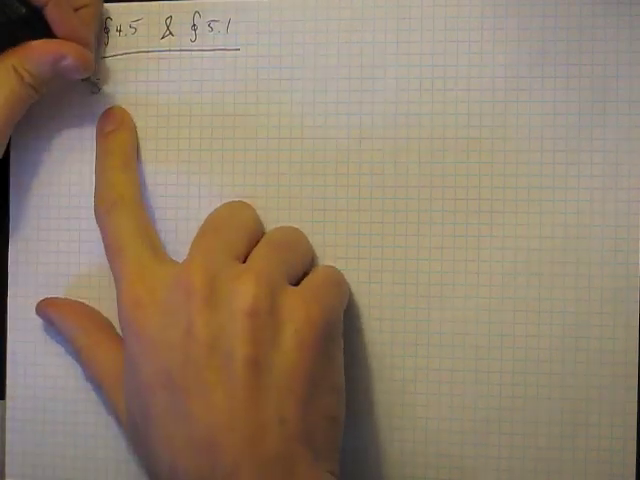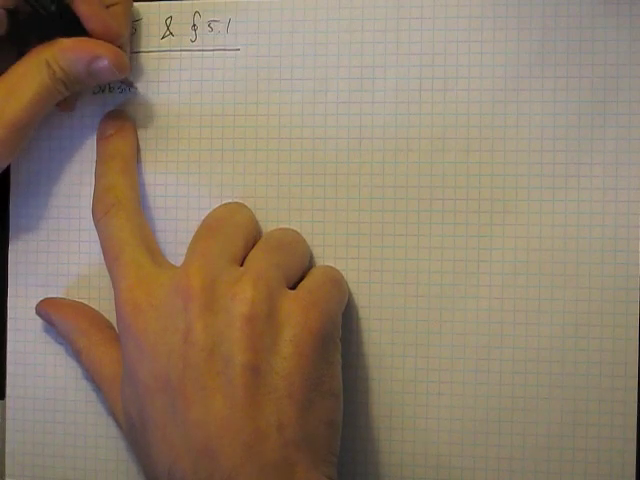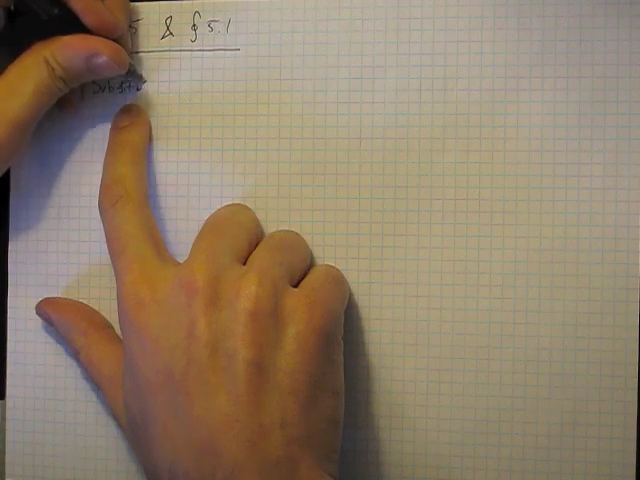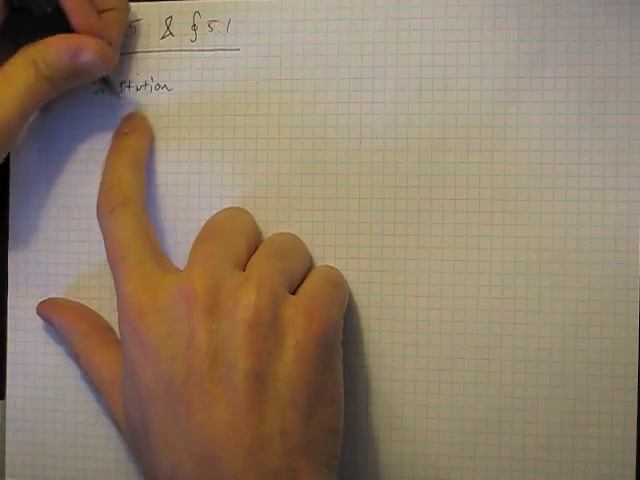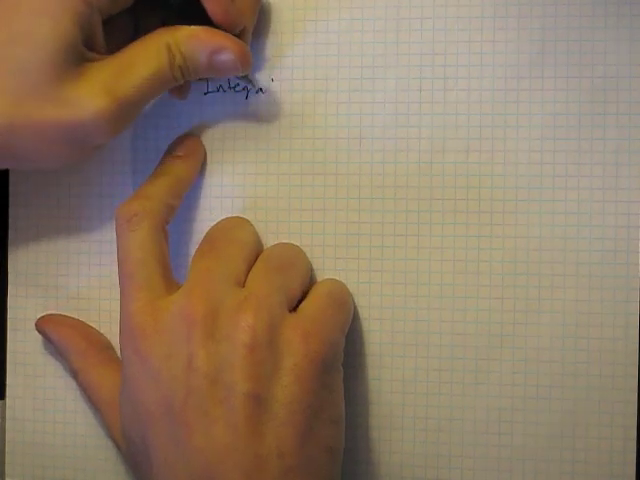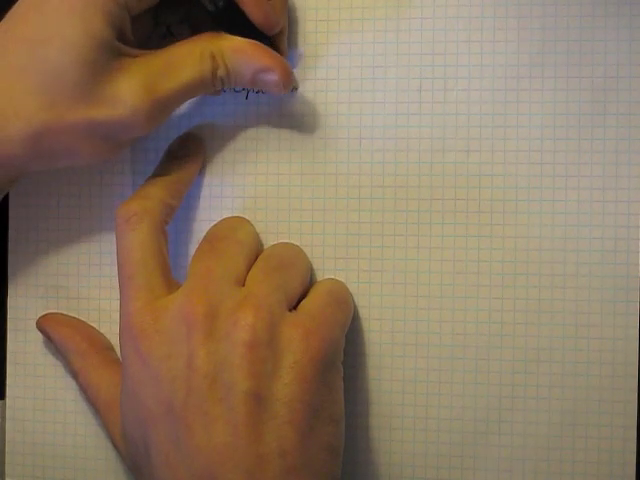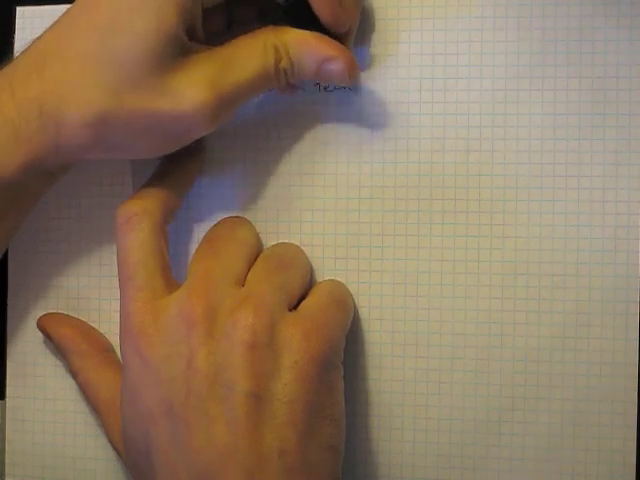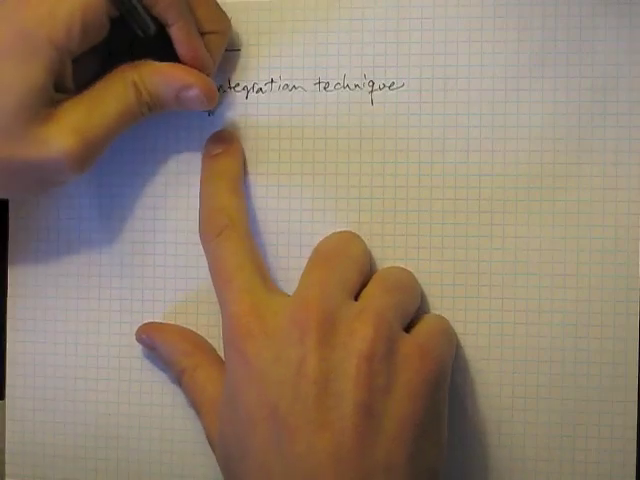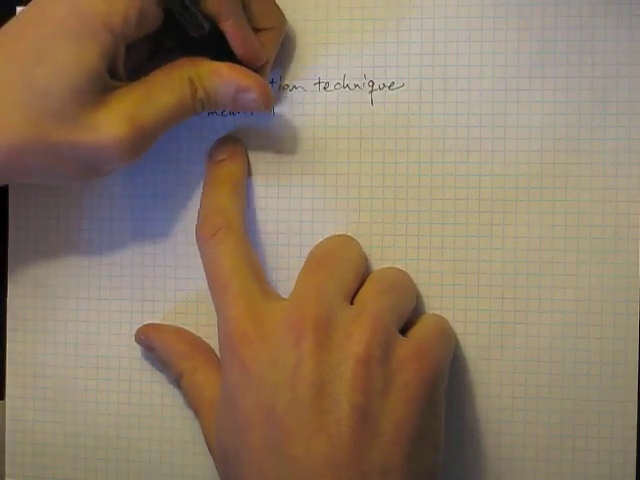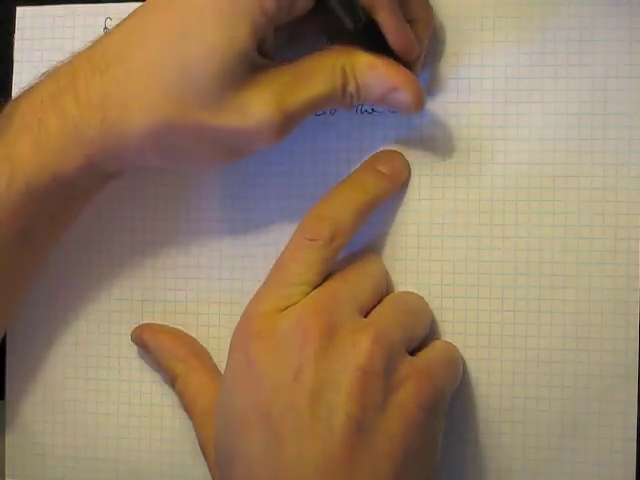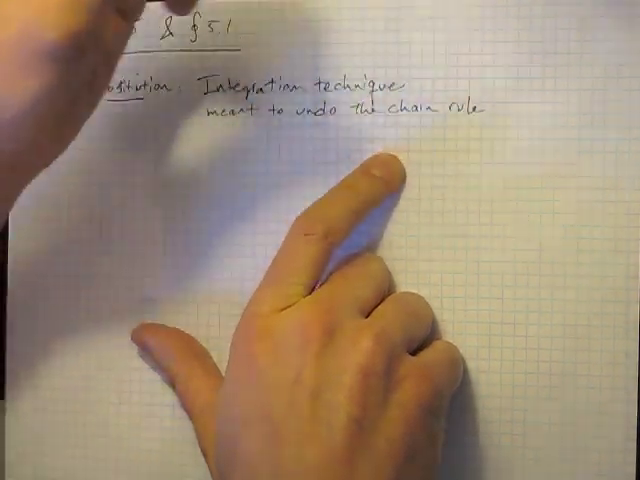So substitution, the idea behind it: this is an integration technique, and it's meant to undo the chain rule. And the chain rule, of course, is what you do when you take the derivative of a composition of functions.